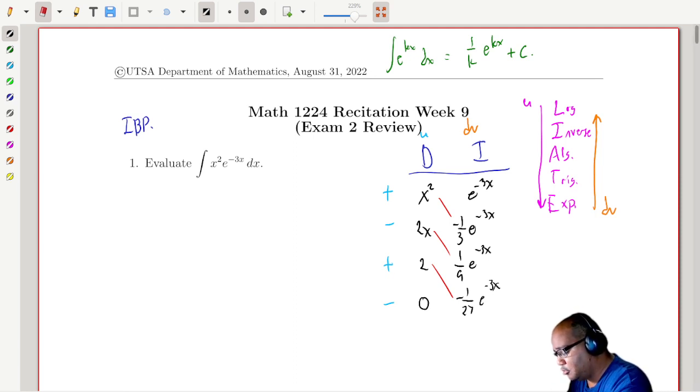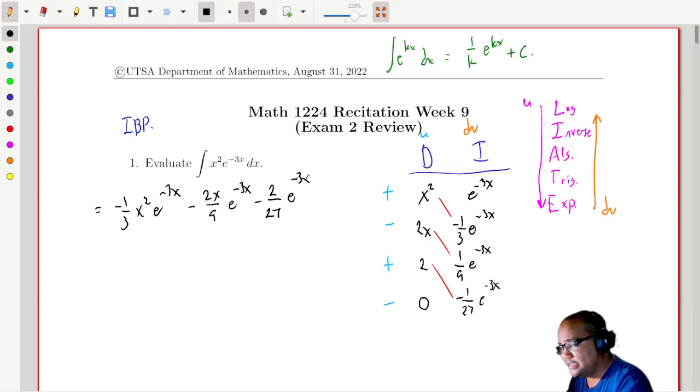So let's erase those for the moment. And what do we have here? Well, we just read it off here. Minus 1/3 x squared e to the minus 3x, then minus 2x over 9 e to the minus 3x, minus 2 over 27 e to the minus 3x, plus a constant. And folks, that's it.